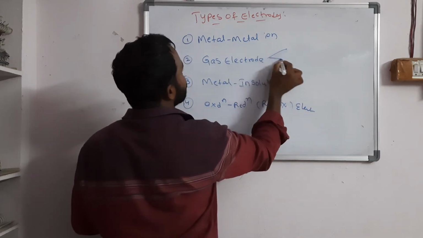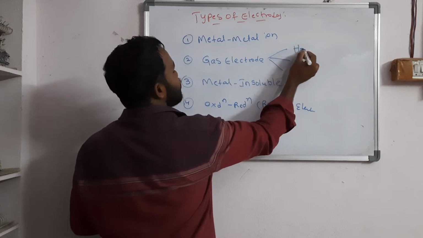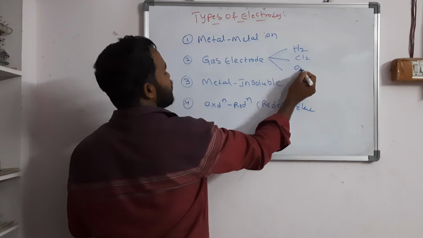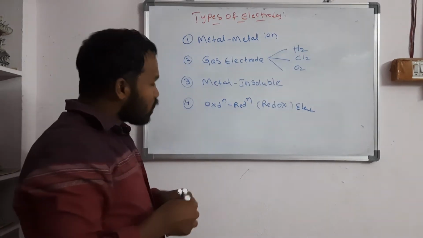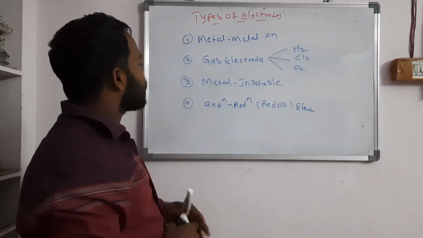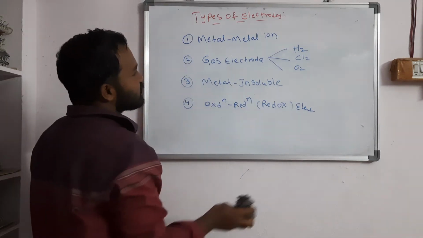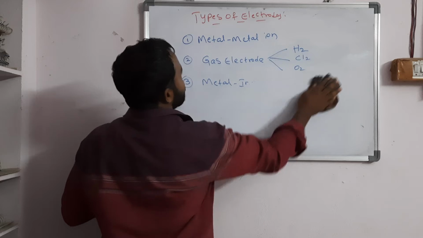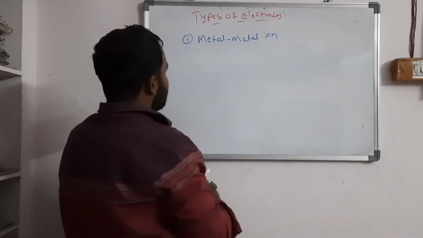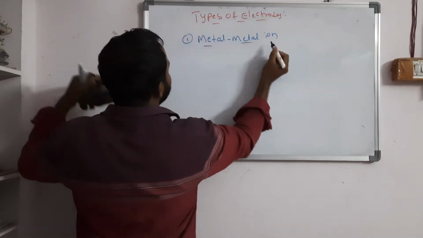In the gas electrode we have 3 types: hydrogen gas, chlorine gas, and oxygen gas. We are going to discuss each in 2 to 3 lines. All these we will discuss. The first heading is the metal ion electrode. The name itself contains the answer. So generally, what does metal ion mean?